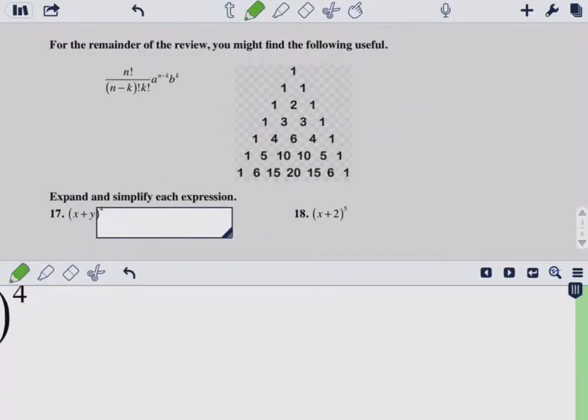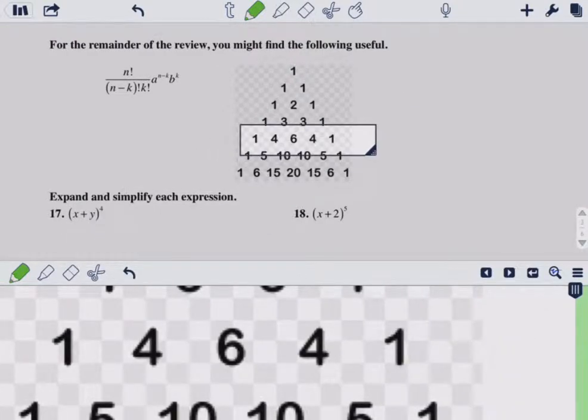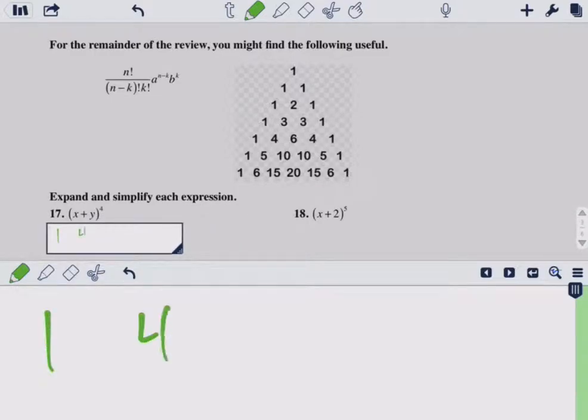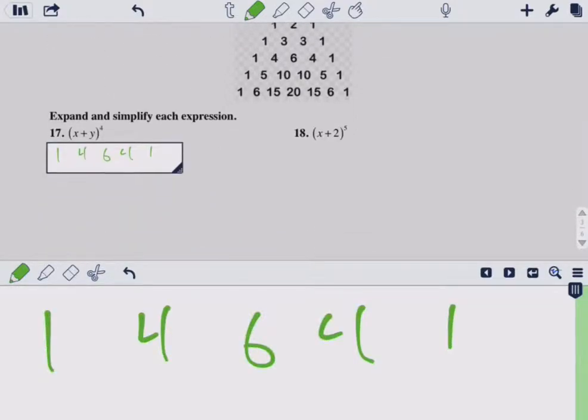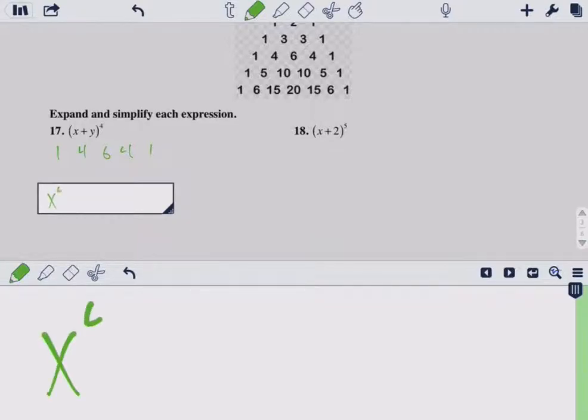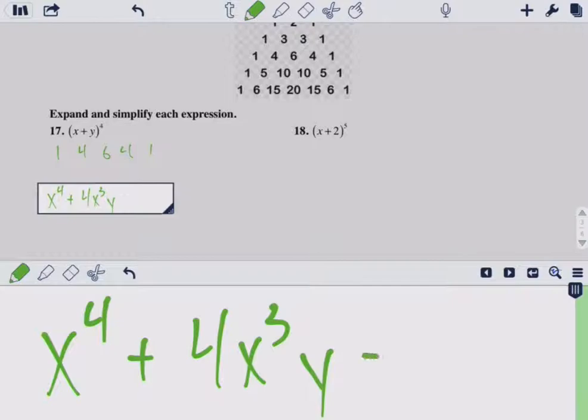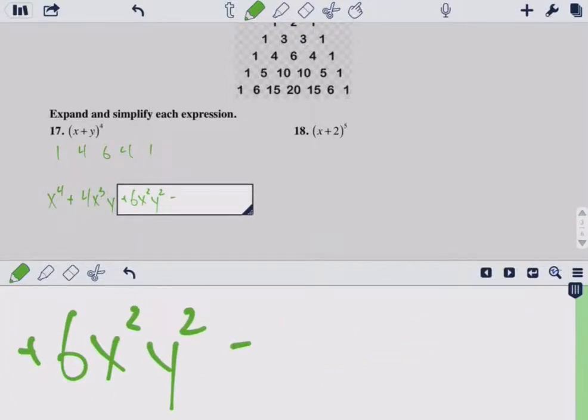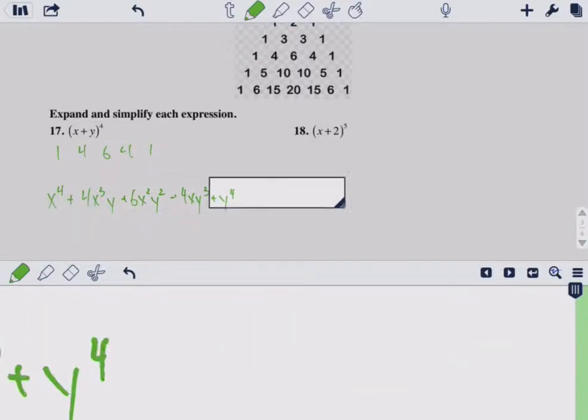We want to expand and simplify. So that's that row. 1, 4, 6, 4, 1. So that makes it x to the fourth plus 4x cubed y plus 6x squared y squared plus 4xy cubed plus y to the fourth.